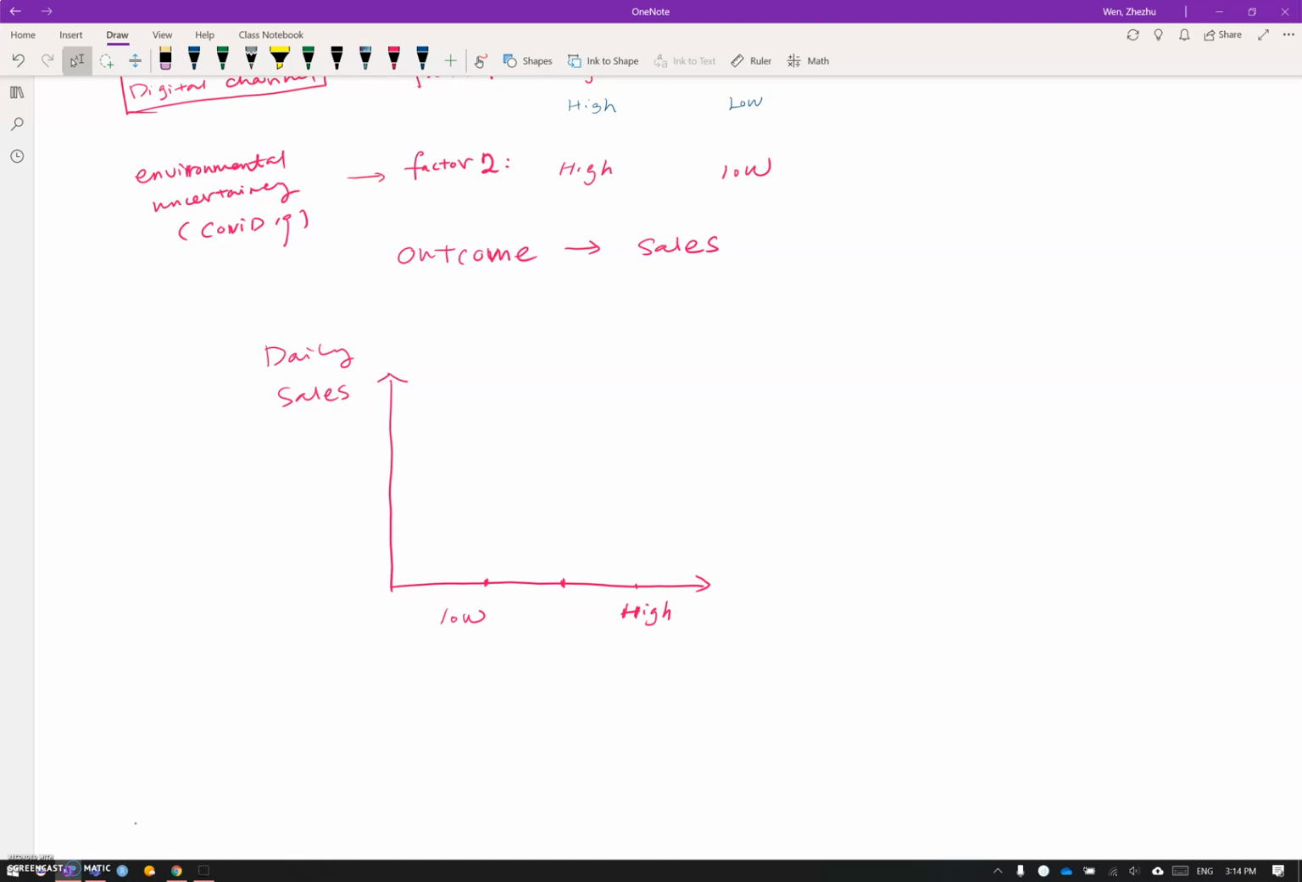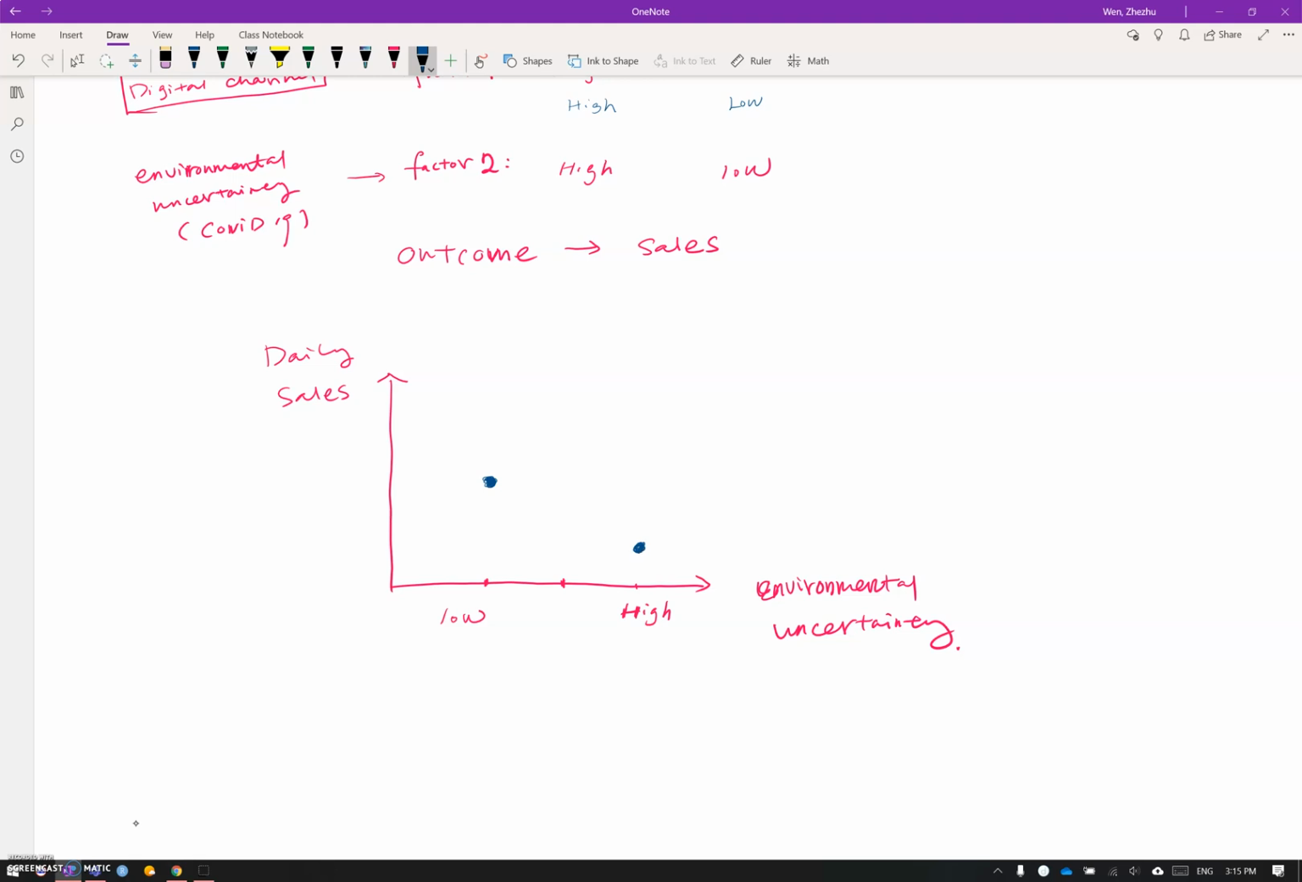Let's see what may happen in the case of low environmental uncertainty. People would just do their shopping as they have always done for centuries. The environment is pretty stable, with not many changes you expect from day to day, and this is your baseline sales level. However, when the environment becomes very unstable, especially during a public health crisis, people will resist going to the store because they are afraid of getting infected. So the daily sales suddenly dropped to this point.